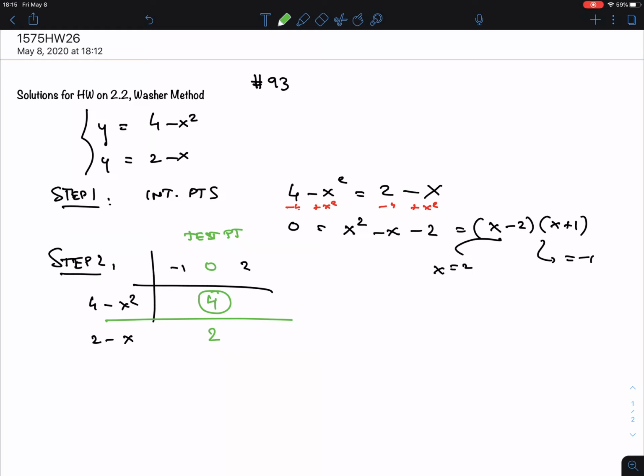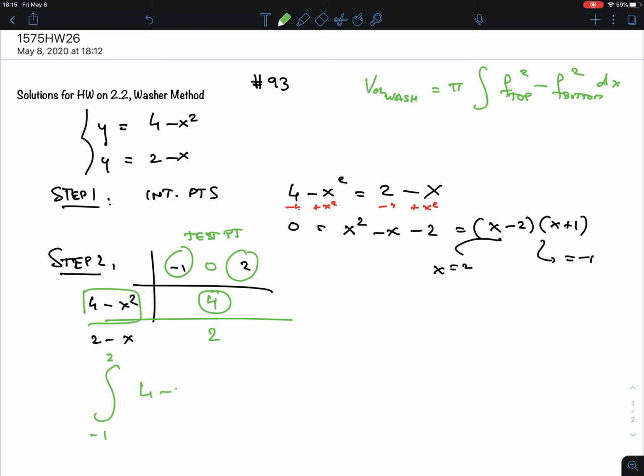The formula for the volume according to the washer method, and don't confuse it with what we do in the lecture on the shell method, is pi times the top curve minus the bottom curve, squared. We have to square them. So we get from minus 1 to 2, the interval that we have, and then we take the top curve, 4 minus x squared, minus 2 minus x, squared, dx.